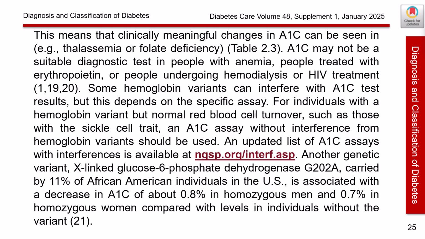For individuals with a hemoglobin variant but normal red blood cell turnover, such as those with the sickle cell trait, a glycated hemoglobin assay without interference from hemoglobin variants should be used. An updated list of glycated hemoglobin assays with interferences is available at ngsp.org/interf.asp. Another genetic variant, X-linked glucose 6-phosphate dehydrogenase G202A, carried by 11% of African American individuals in the United States, is associated with a decrease in glycated hemoglobin of about 0.8% in homozygous men and 0.7% in homozygous women compared with levels in individuals without the variant.